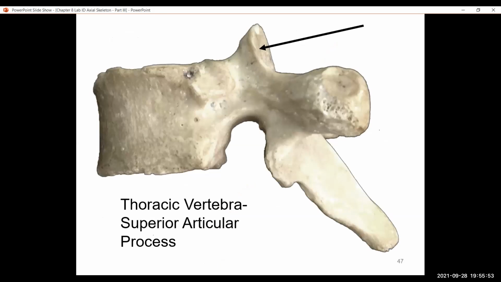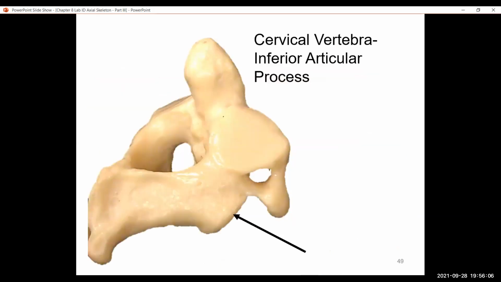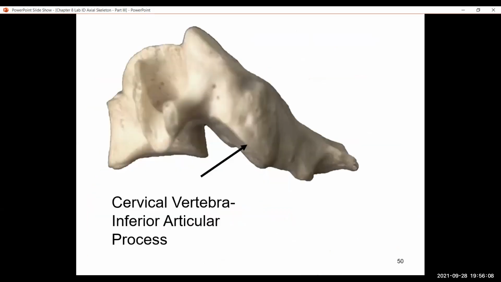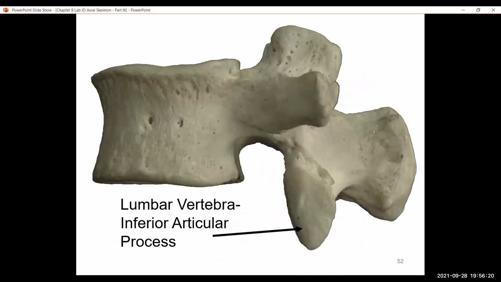Here's a superior articular process on the thoracic vertebra. Here you can see the superior articular process on the lumbar vertebra. And then there's the inferior articular process on one of our cervical vertebrae. There it is on the thoracic vertebra. And then there it is on the lumbar vertebra.